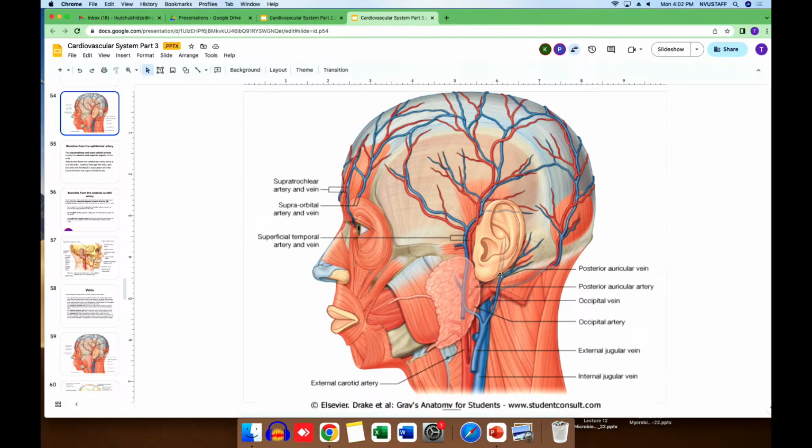We have the occipital artery, and as the name implies, it will supply the occipital area, the occiput, right? So it is going again to the posterior aspect of the scalp. And we have the superficial temporal arteries, and these are the arteries here, and they are divided into the anterior and posterior branches, and they are supplying almost the whole lateral side of our scalp.